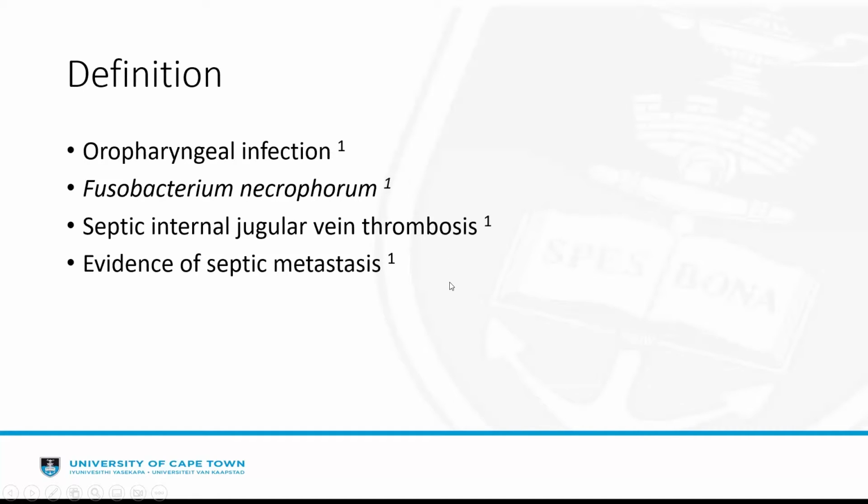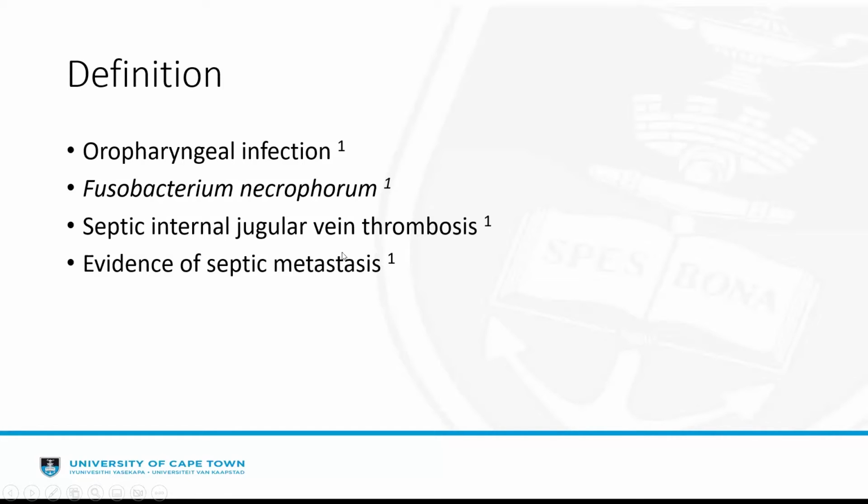So the formal definition of Lemierre syndrome is oropharyngeal infection, typically as pharyngitis or tonsillitis, that then follows a bacteremia with very typically Fusobacterium necrophorum, which is an anaerobic organism, which then leads to septic internal jugular vein thrombosis. And some articles then also feel that evidence of septic metastases is necessary for the diagnosis, but others feel that septic metastases is not necessary for the diagnosis.